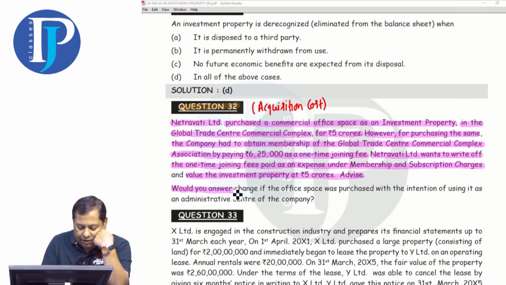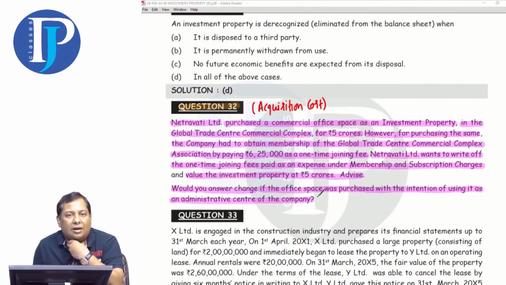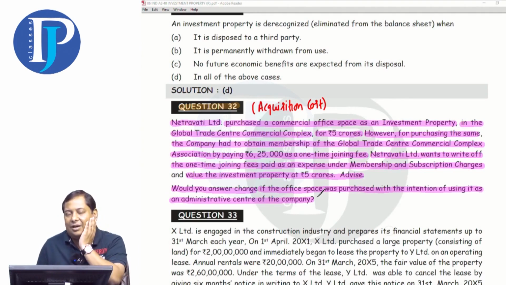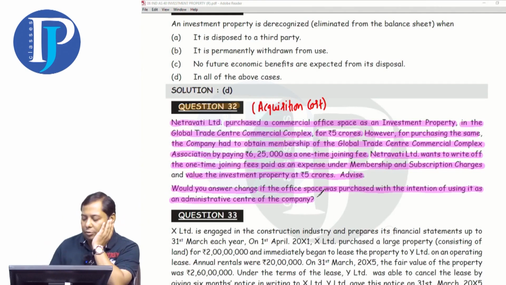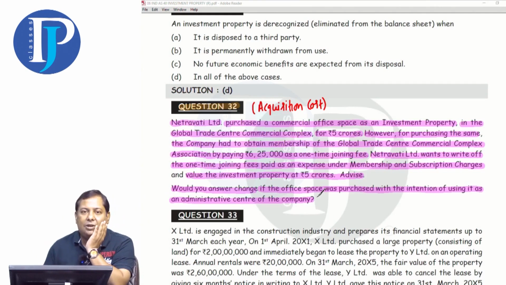So would your answer change if the office space was purchased with the intention of using it as the administrative center of the company, if you consider this as PPE? No, the answer will remain the same, right? Whether it's an investment property or PPE, the expense that is related to the purchase of assets will be added to its cost. And for your information, my answer is still the same.